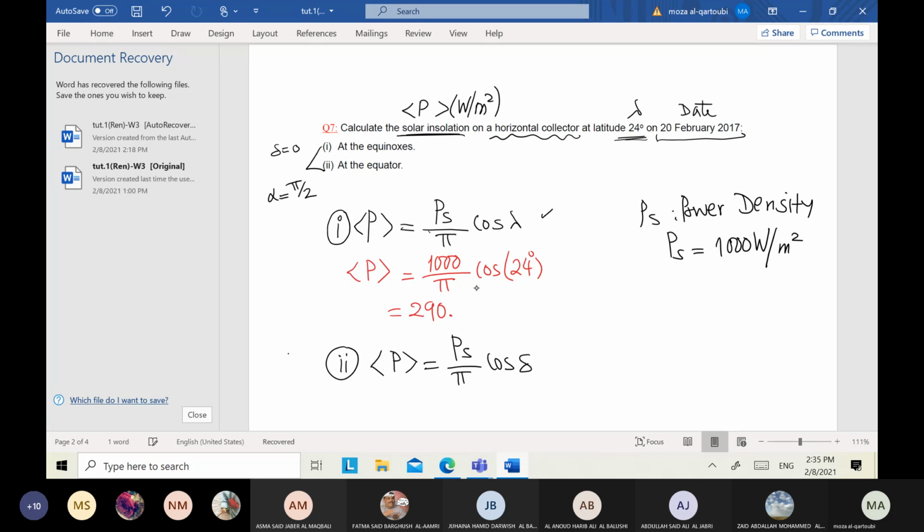Now it depends on the value of pi and the rounding. Some people take it as 3.14 only, some take all the values of pi. So it will be 290. This is the true value. Then times 0.79, and the unit is power density, so watt per meter squared.